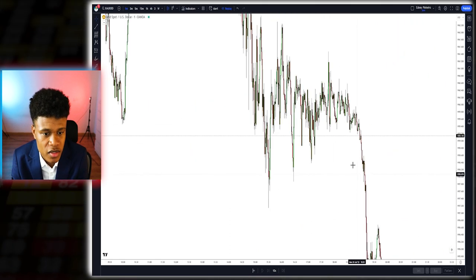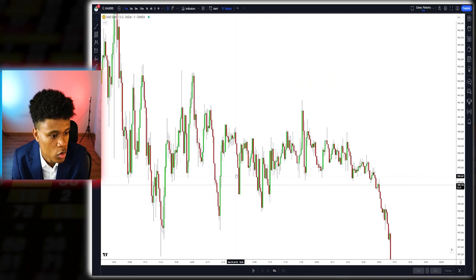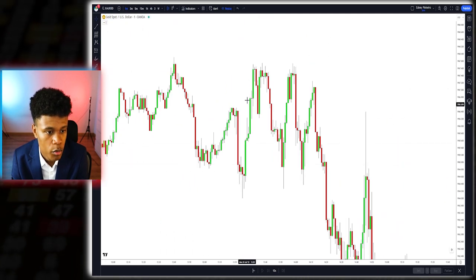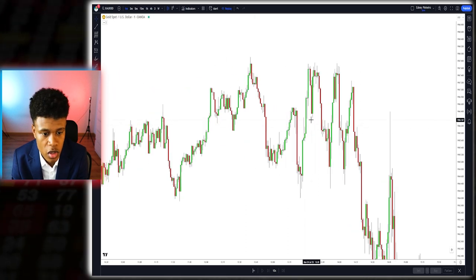I'm still looking for the best example possible. Okay, here we have a shift of market structure. So down count, what we have here, push to the upside, we have a shift of market structure, down count, and we have also equity creation here.